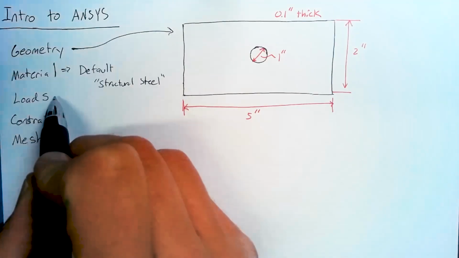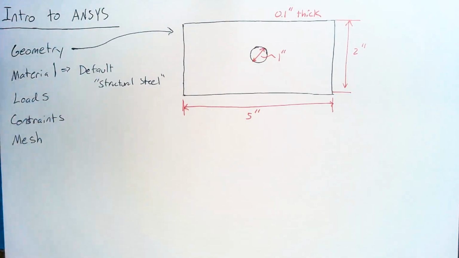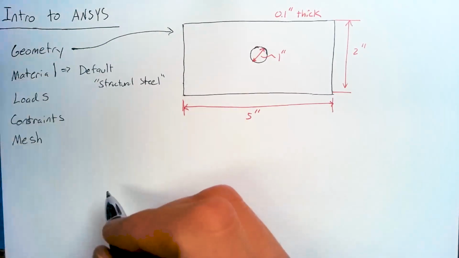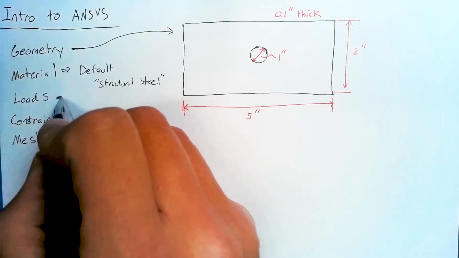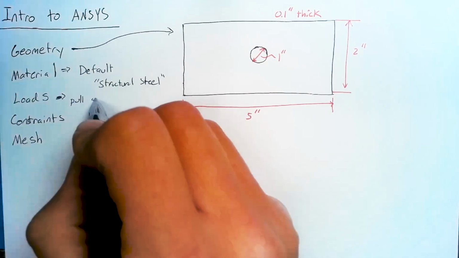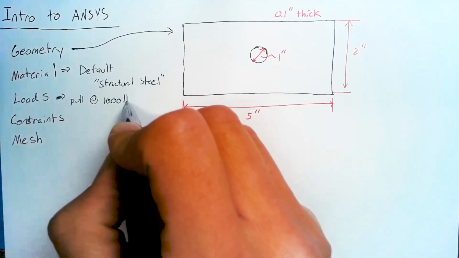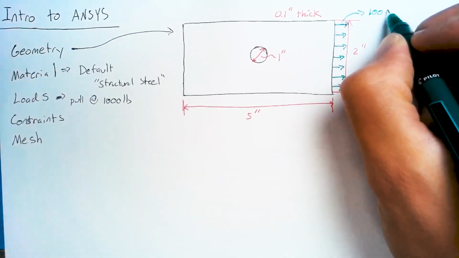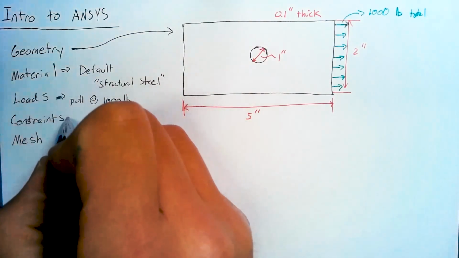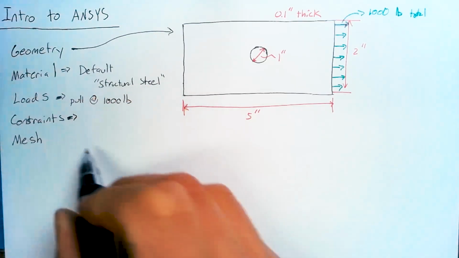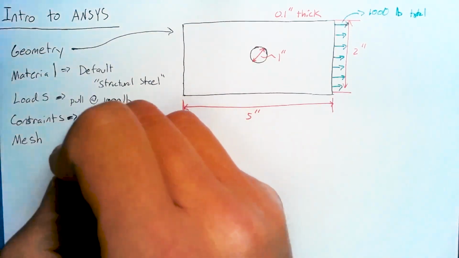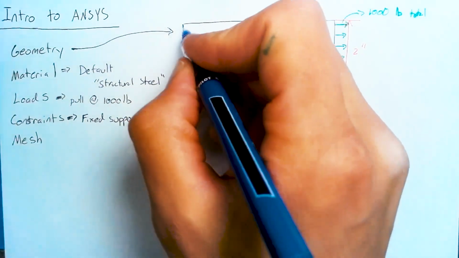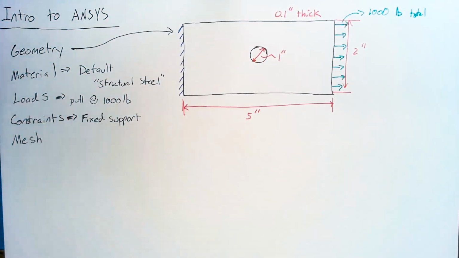For the loads and constraints, our goal here is going to be to put this thing in tension, to pull it on both sides, and we're going to have 1,000 pounds of tension. So to do that, we're going to pull on the right side with a total force of 1,000 pounds. So that's going to look like a distributed load on this face. And then for the constraints, we're just going to hold it on the left side here. So the type of constraint is a fixed support. Basically, it just means that this left side is not going to be able to move.